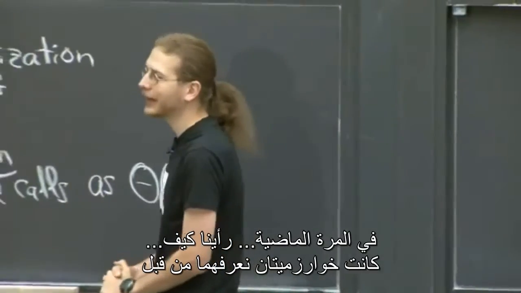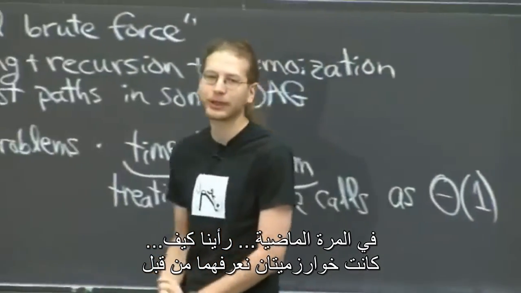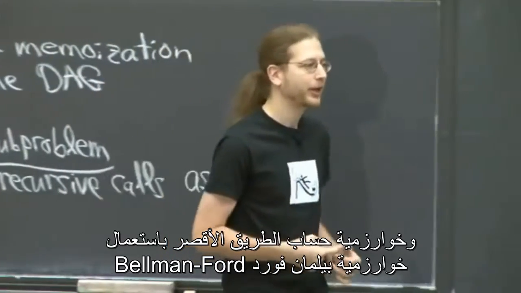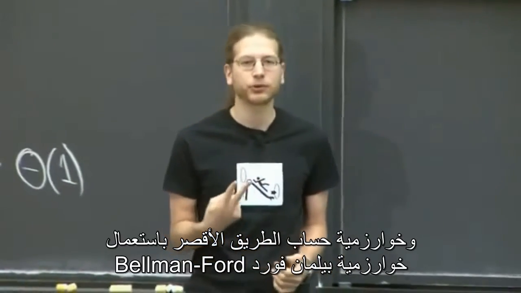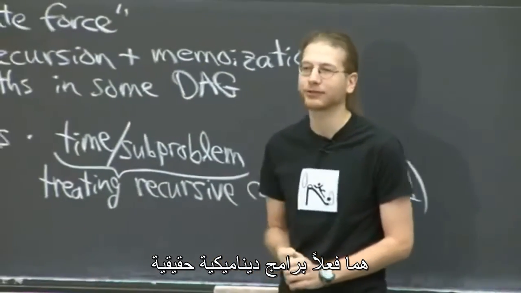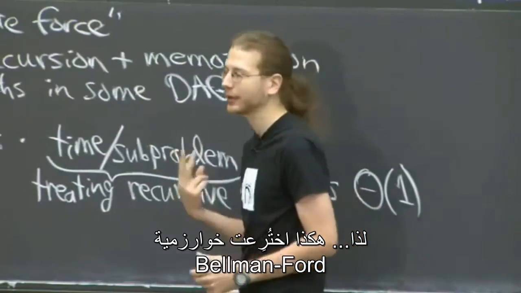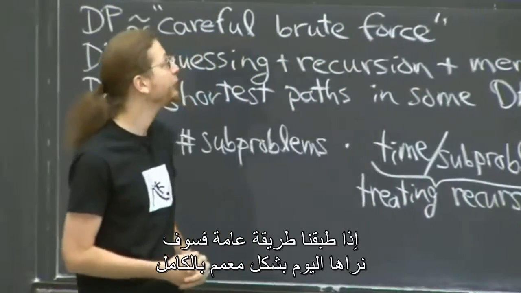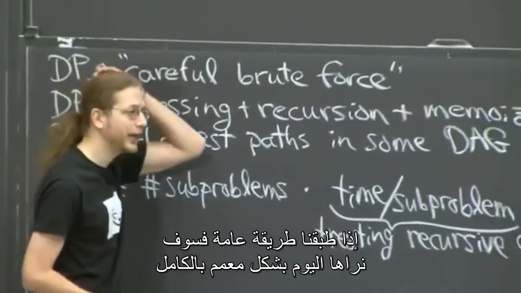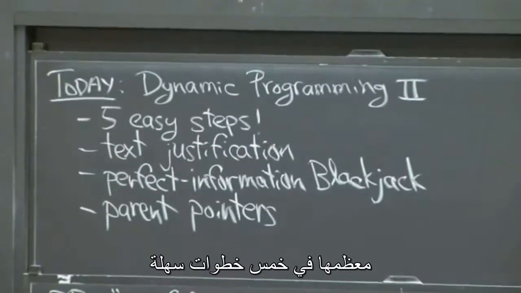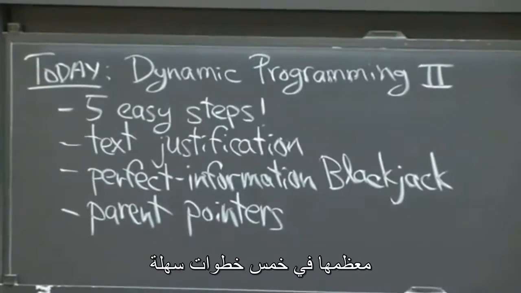Last time we saw how two algorithms we already knew, namely how to compute the nth Fibonacci number and how to compute shortest paths via Bellman-Ford, are really dynamic programs in disguise. And indeed, at least for Bellman-Ford, that's how they were invented, was to apply a general technique, which we're going to see today in full generality, more or less, most of the generality, in 5 easy steps.